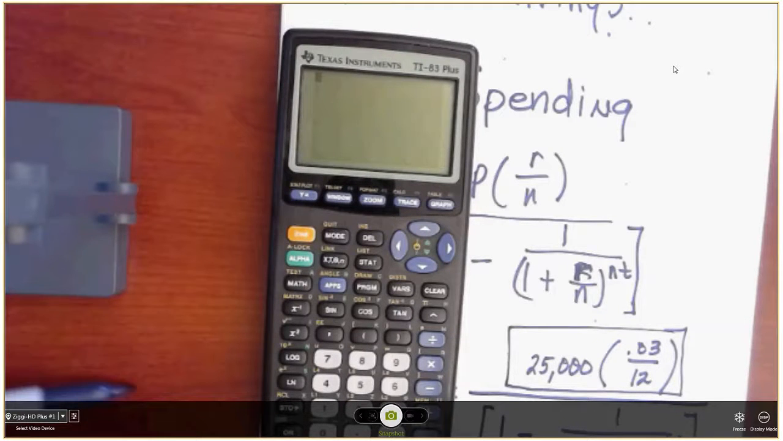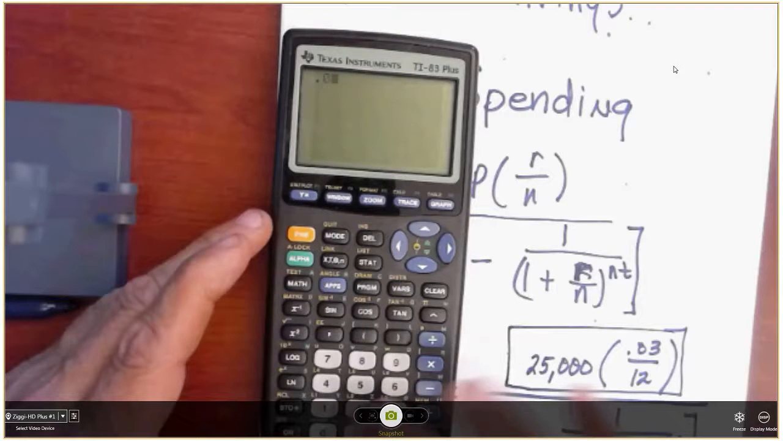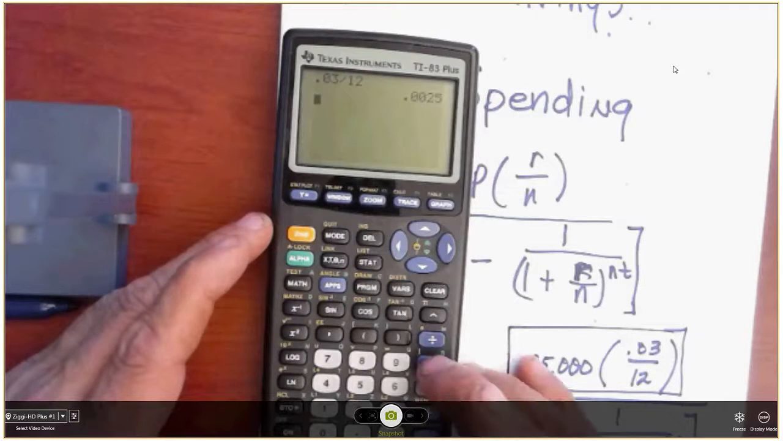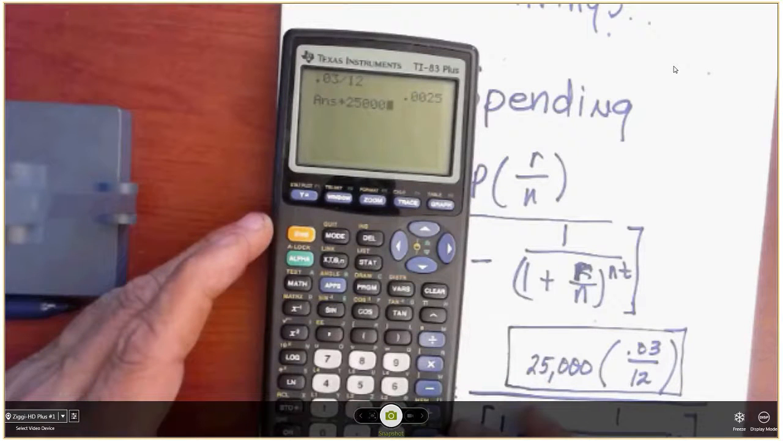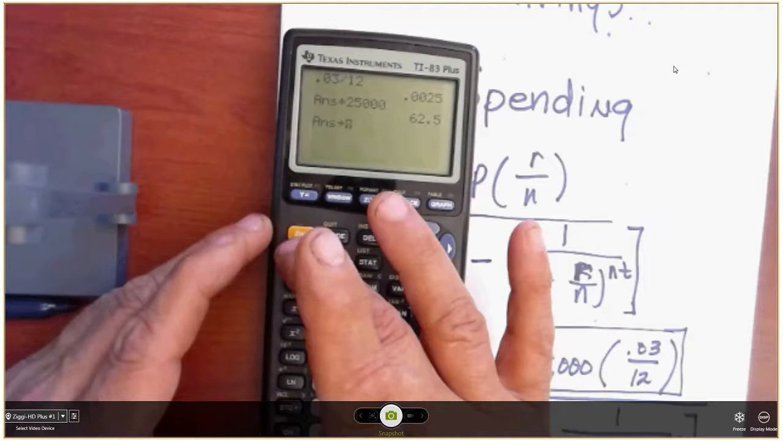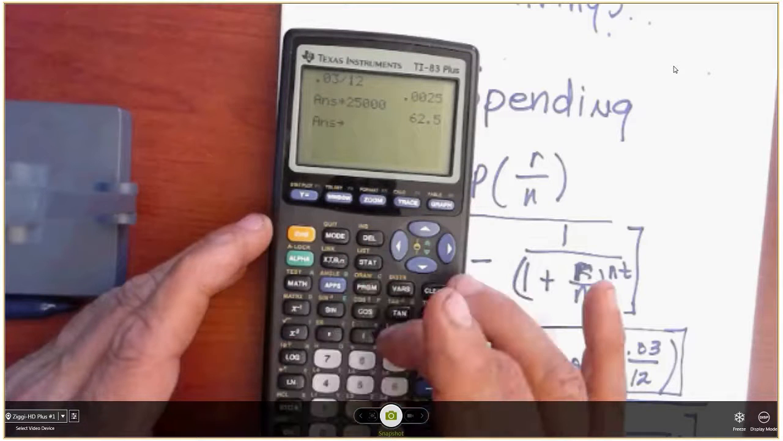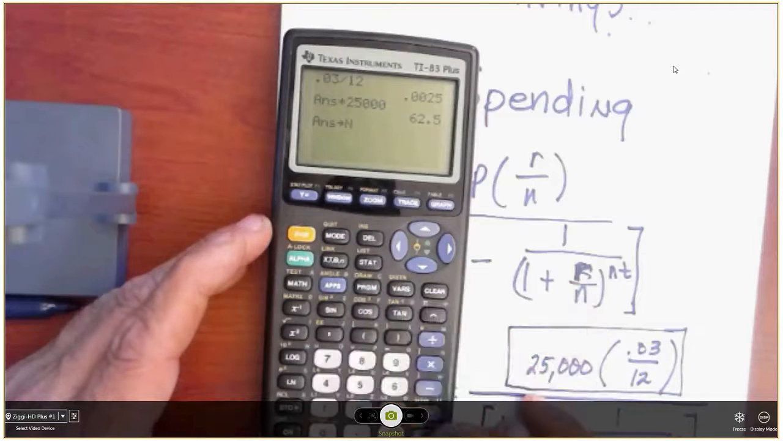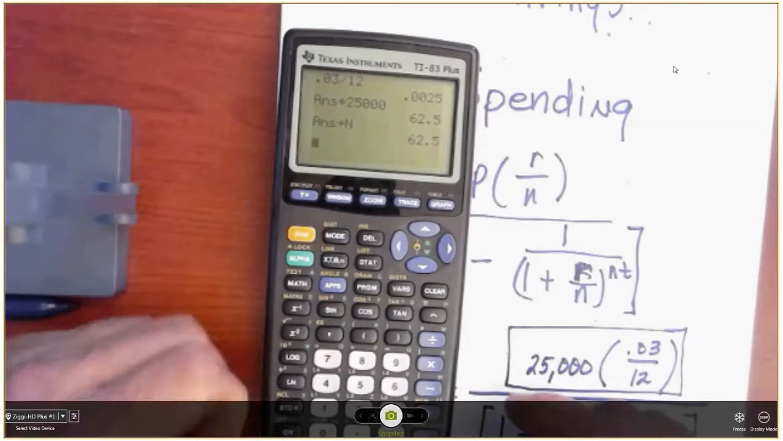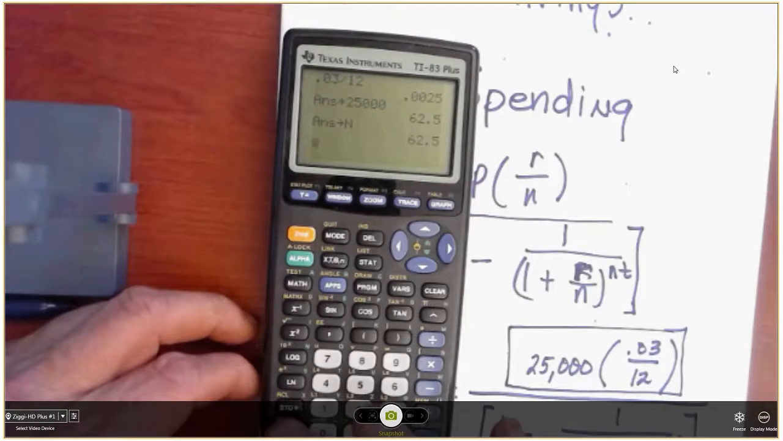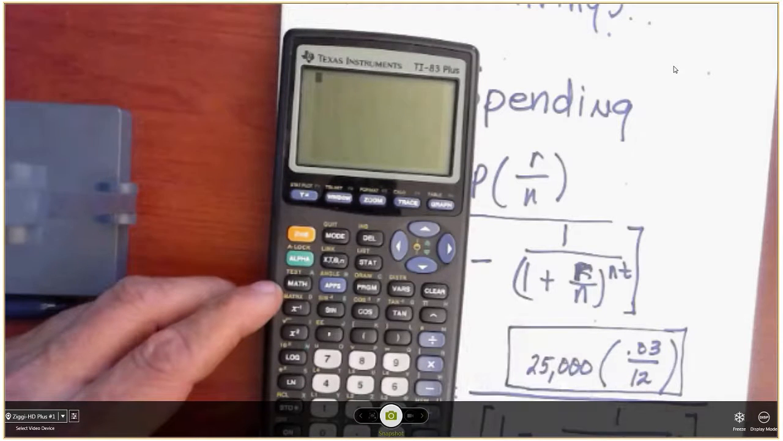All right, 0.03 divided by 12 times 25,000. And I'm going to stow that. Alpha N. It's hard to see this thing at an angle. All right. Now I'm going to do the bottom. Now watch how I do the bottom, because that's where the rubber meets the road. If you can do this problem on the calculator in the least steps, the better.